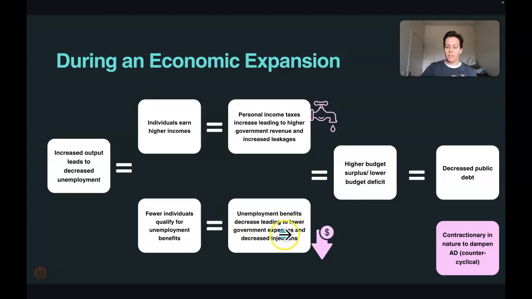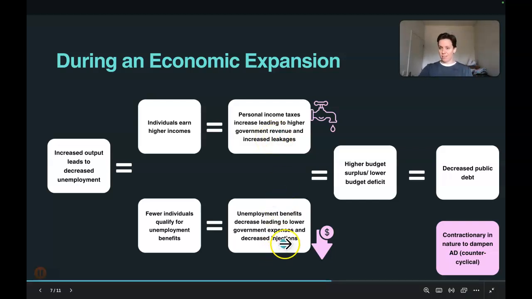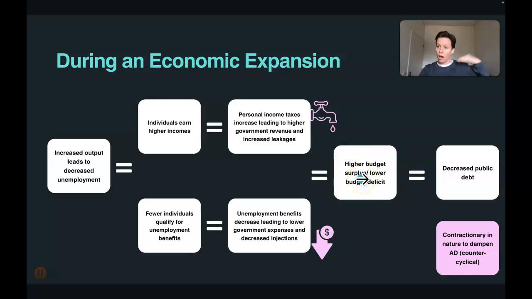So unemployment benefits decrease. It leads to lower government expenses and decreased injections. The government is not spending as much money on unemployment benefits. So we've got an increase in leakages and a decrease in injections. From the budget's perspective, we've got an increase in government revenue and a decrease in government expenses. Those two things together are going to lead to a higher budget surplus, or alternatively, if we've got a really big deficit, it might ultimately reduce that deficit. The more likely outcome is a higher budget surplus.